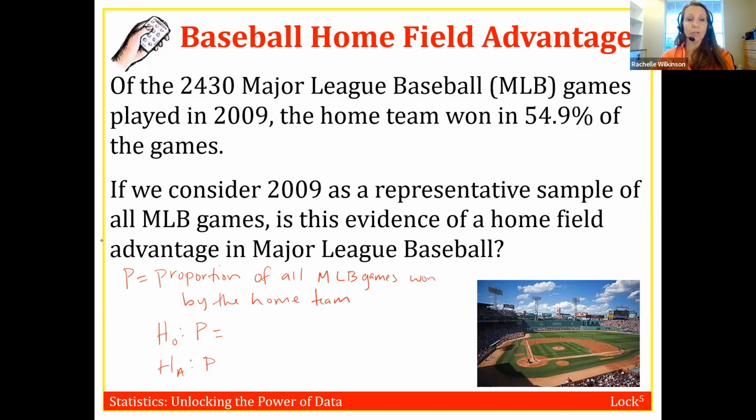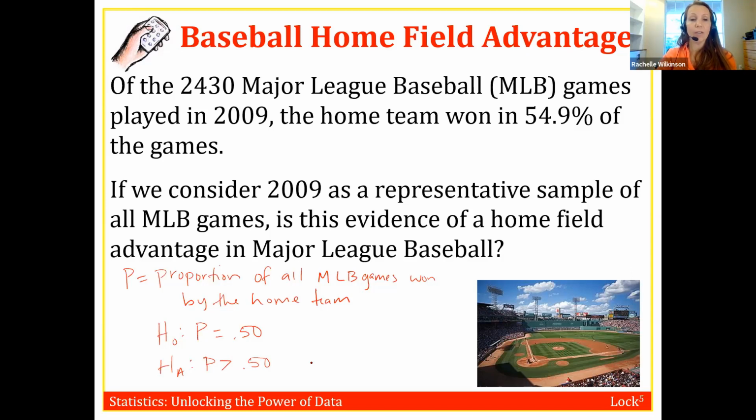So the value we're going to use for our P naught here is 0.5, because if there's no home field advantage, then you would win about half the games at home, and half the games would be won by the home team and the other half by the away team. If there is a home field advantage, then more than half the games were won by the home team. So for my alternative, it's going to be greater than, because I want to know if more than half the games are won by the home team. So null hypothesis, P equals 0.5, alternative, P greater than 0.5.